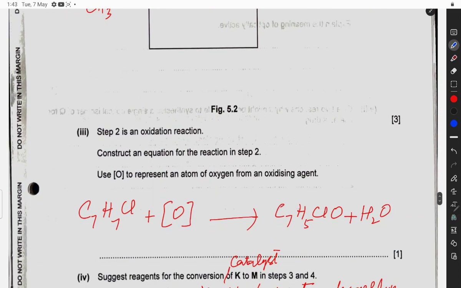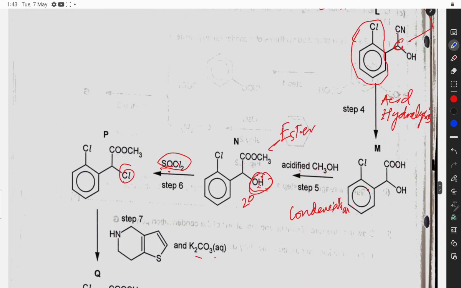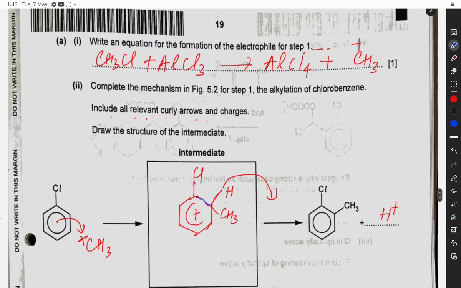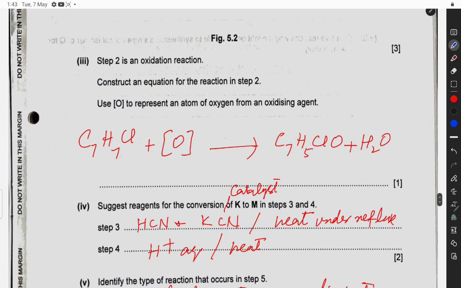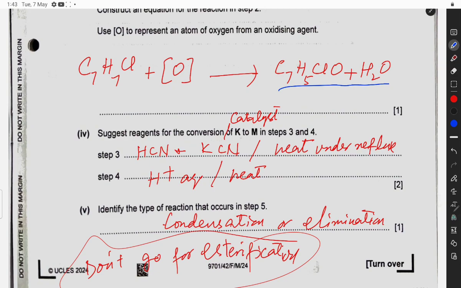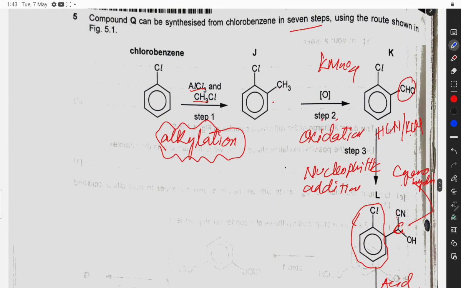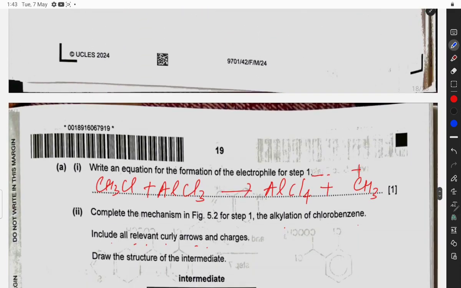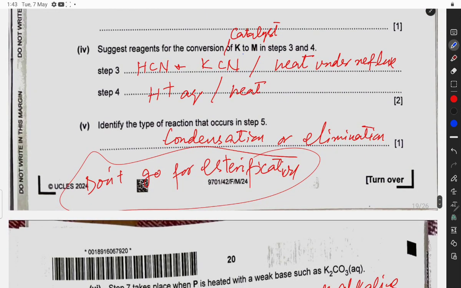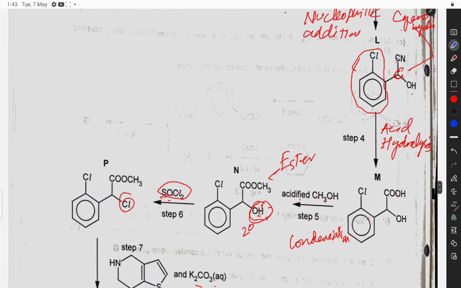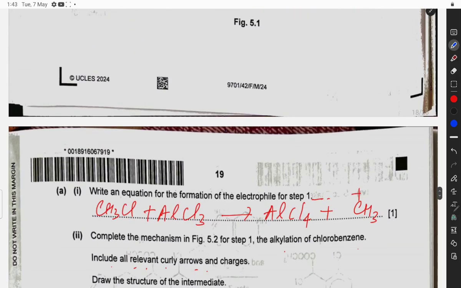Step 2 is an oxidation reaction. Construct an equation for the reaction in step 2. This is step 2, oxidation reaction, C7H7Cl plus oxygen to form this compound. Suggest reagents for conversion of K to M in stages 3 and 4. You know that this is CHO aldehyde, and this is changed into CN and OH. It means HCN and KCN reagents are used, and heat under reflux. Step 4, H positive and aqueous cyanide ion, this is going to change into carboxylic acid. So this is acid hydrolysis, H positive, and water and heat.